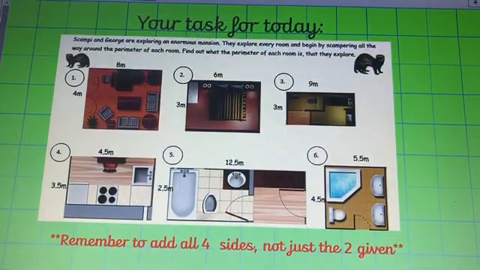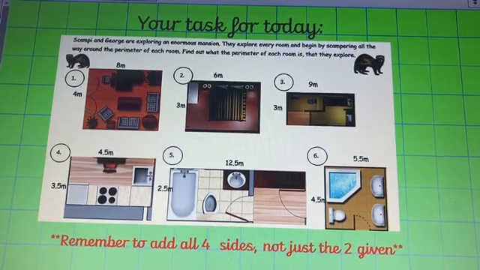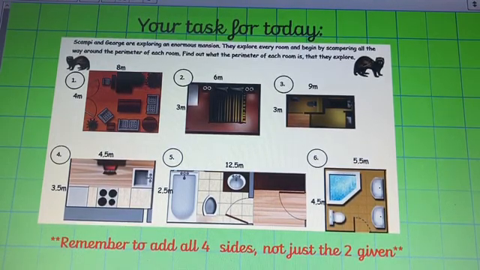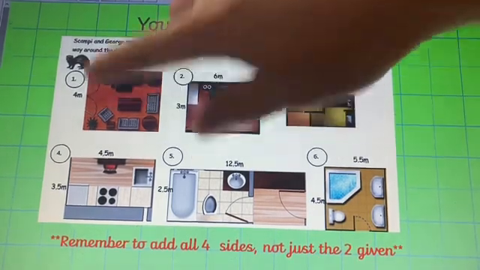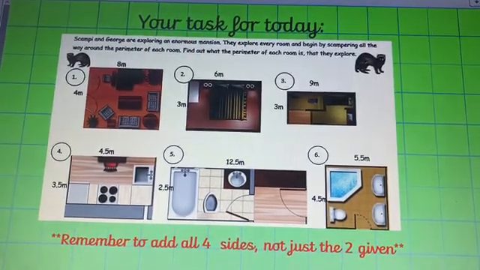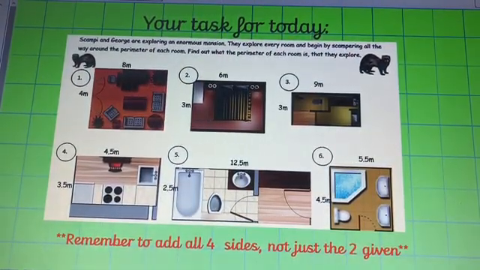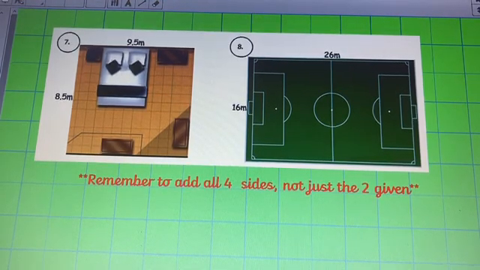Okay, and this is your task today. Scampy and George are exploring an enormous mansion. They explore every room and begin by scampering all the way around the perimeter of each room. Find out what the perimeter of each room is that they explore. And you can see here that they've got the measurements here, so you need to use your knowledge of parallel lines to calculate the opposite measurements. And remember to add all 4 of them, not just the 2 that are given to you on the screen. And there's 2 other questions there for when you've finished. So there's one of a bedroom and a football court. It's a very big mansion, isn't it?